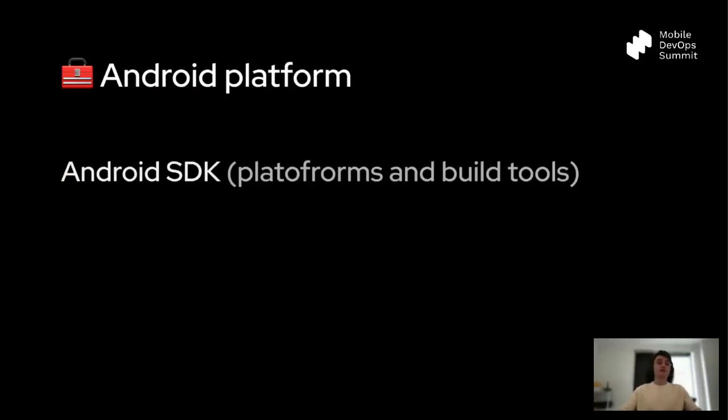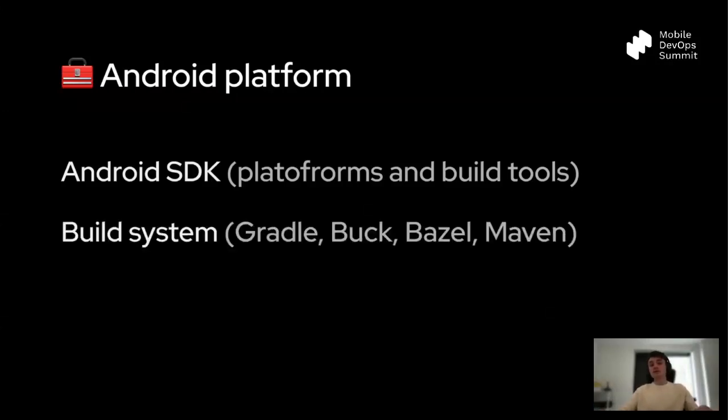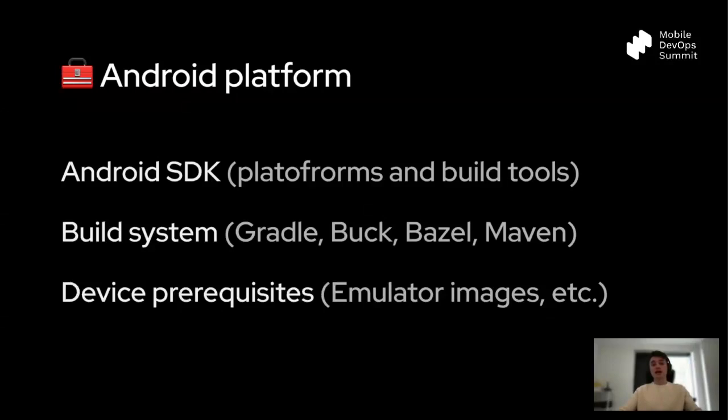An Android platform consists of the Android SDK, which provides you all the utilities that you might require for launching the Android system and the project itself. You also need the build system itself. So the vast majority will just use Gradle. Gradle will need Java, for example, and this is also something that needs to be on the CI at this point. And the device prerequisites as well. So the place where you actually run the Android system.